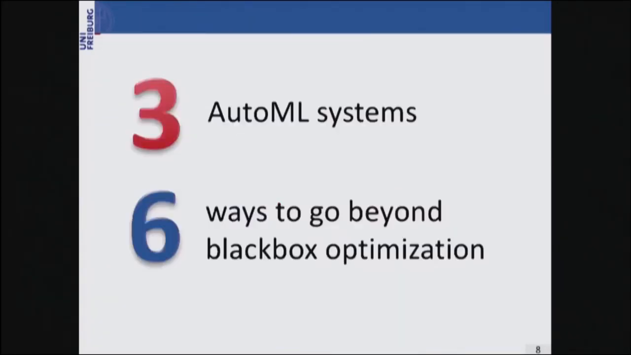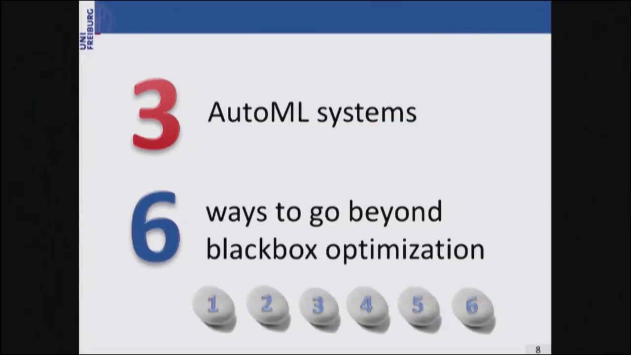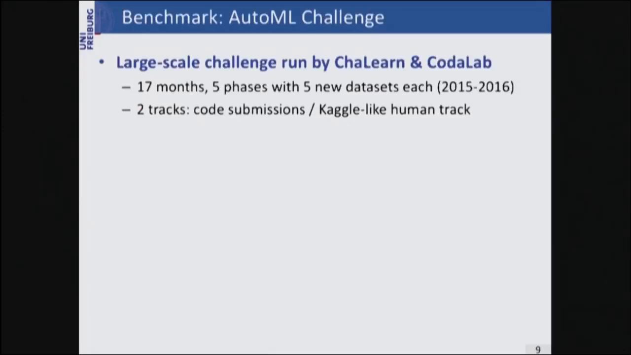Okay, so I do want to talk, very briefly, about 3 AutoML systems, and while I talk about them, give hints on 6 ways of how to go beyond black box optimization. And I'll denote these by these little symbols.